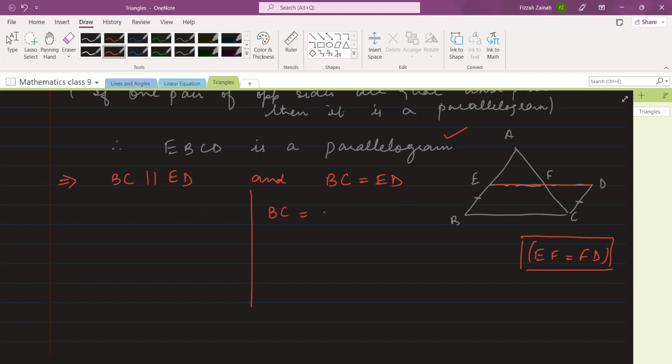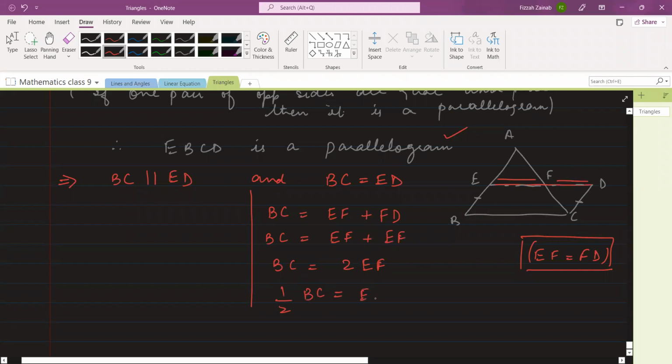So BC is equal to ED, and ED can be written as EF plus FD. Is that correct? I think you will understand it better this way. I'm just breaking this side ED into EF plus FD, right? Now EF is equal to FD, so I can write BC is equal to EF plus EF. So BC is equal to twice of EF, and then you take this 2 in the denominator. So half of BC is equal to EF, and that is what you have to show. Or you can say that EF is half of BC.